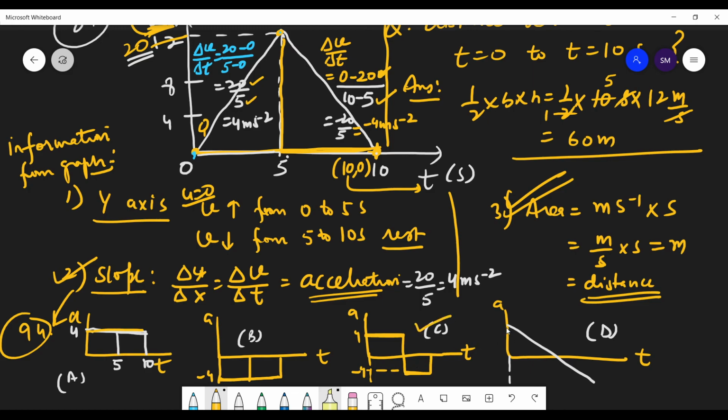Here the slope is constant, slope of a straight line. So acceleration is constant, but here it tells that the acceleration is decreasing. So that's not the correct option. So acceleration is constant, right? So it's +4 in the first half, -4 in the second half, the acceleration versus time. Is it okay, students?